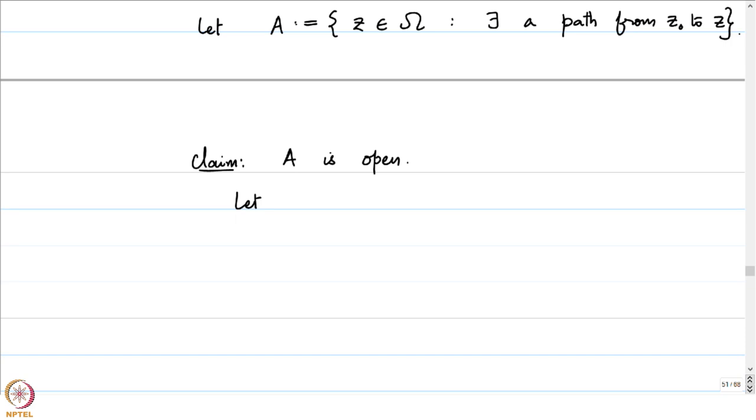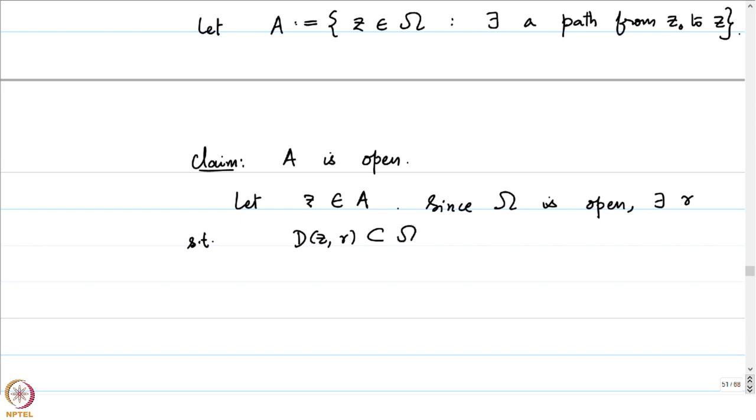Let z be some point in capital A. We will show that z is an interior point of A. To do that, remember that omega to begin with was an open set. Since omega is open, there exists some r such that the disk D(z, r) is contained in omega. This much we can certainly say.